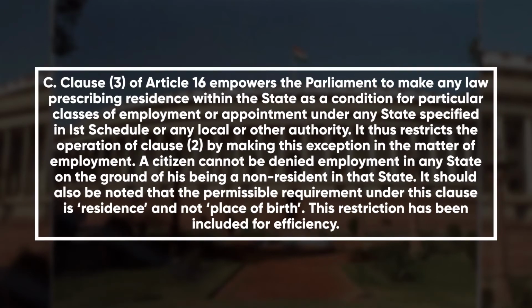C. Clause 3 of Article 16 empowers Parliament to make any law prescribing residence within the state as a condition for particular classes of employment or appointment under a state specified in the first schedule, or any local or other authority. It thus restricts the operation of Clause 2 by making this exception in the matter of employment. A citizen cannot be denied employment in any state on the ground of being a non-resident in the state. It should also be noted that the permissible requirement under this clause is residence and not place of birth. This restriction has been included for efficiency.